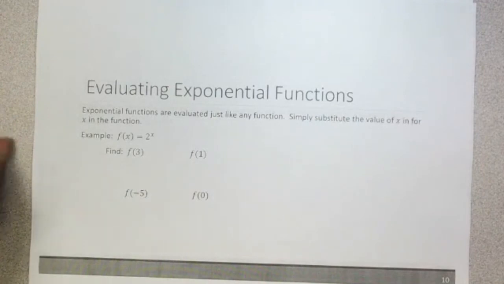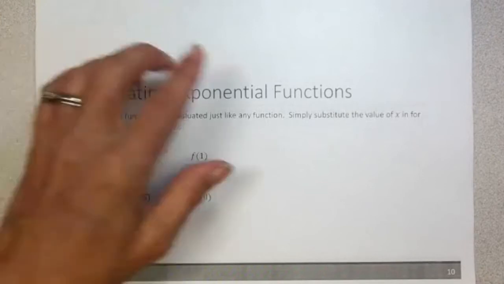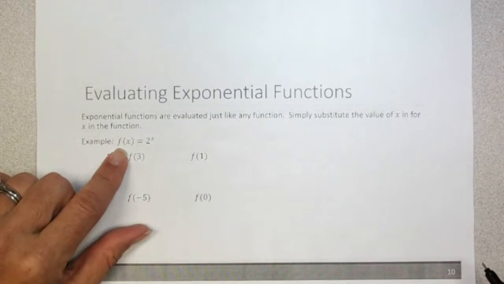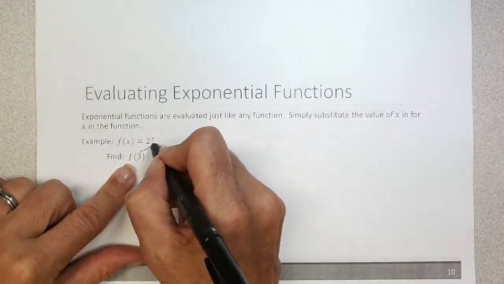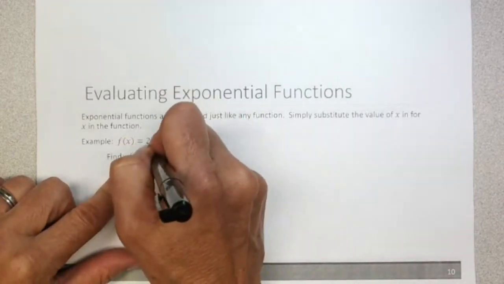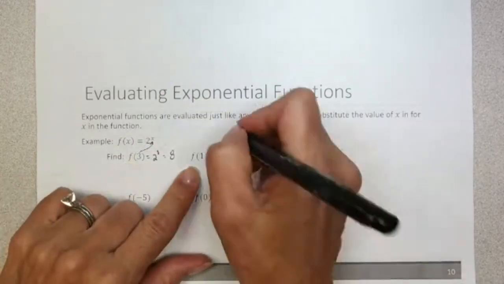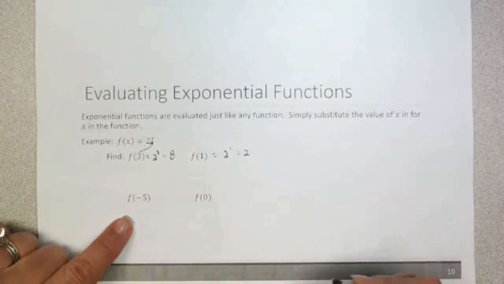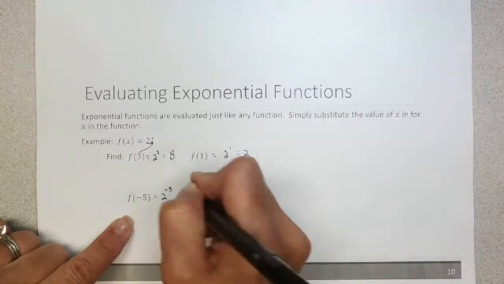All right, we evaluate exponential functions in the same manner that we evaluate any other function. If f of x, the function f, is defined as 2 to the x power, if we are evaluating f of 3, we're simply plugging the 3 into the x and evaluating, right? So f of 3 then is going to be 2 to the third power, or 8. Okay, f of 1, that's going to be 2 to the first power. Of course, that's 2. F of negative 5, well, that'll be 2 to the negative fifth power.